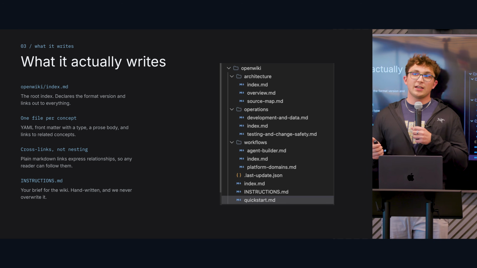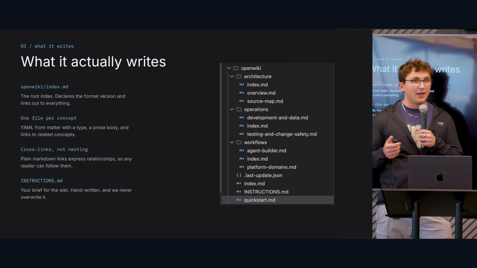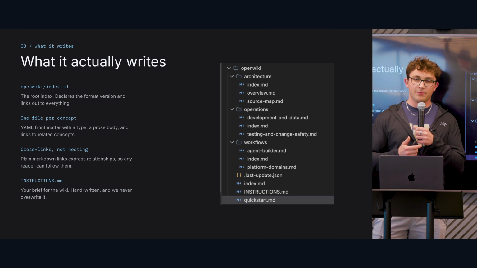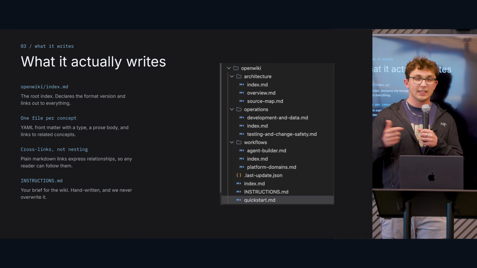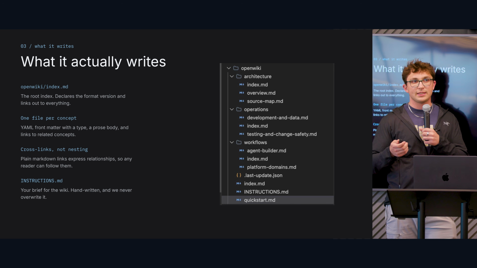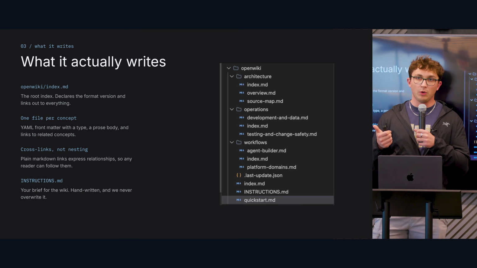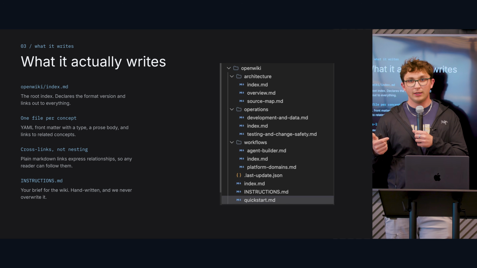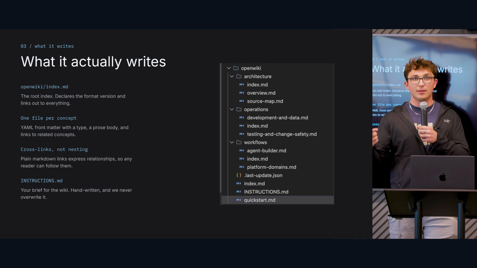Okay, so what does it actually write? If anybody has seen Karpathy's LLM wiki, it'll look very similar to that. It's just a bunch of markdown files that have a specific structure and then links between them. So OpenWiki will always have a quickstart.md, which is what we prompt the agent to look at to get a high-level idea of the repo and the other docs content in the wiki.